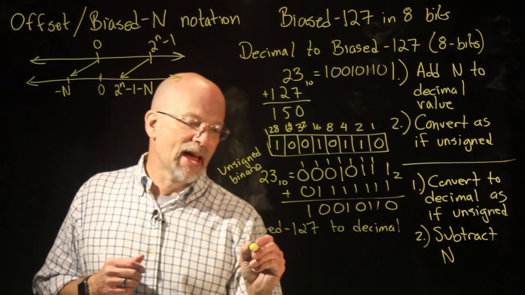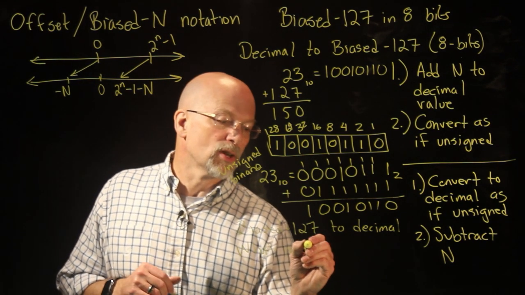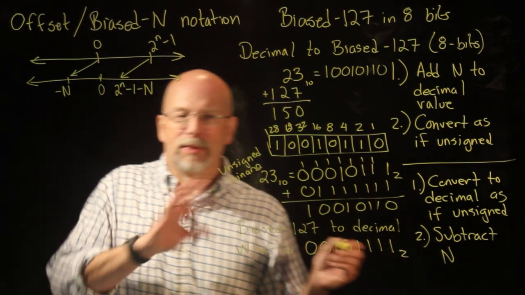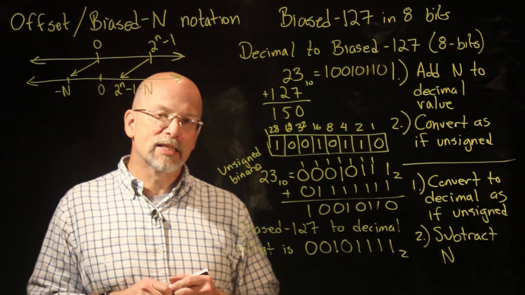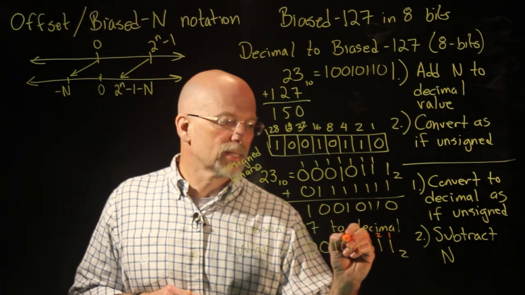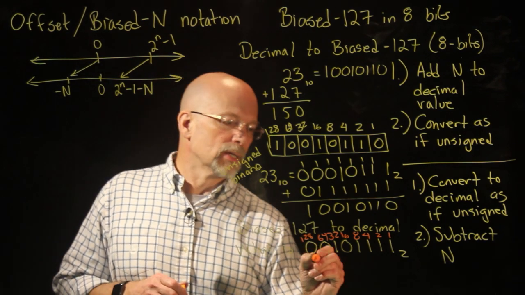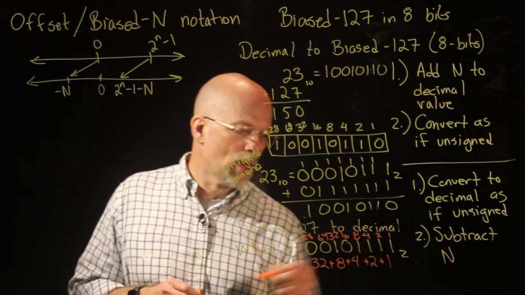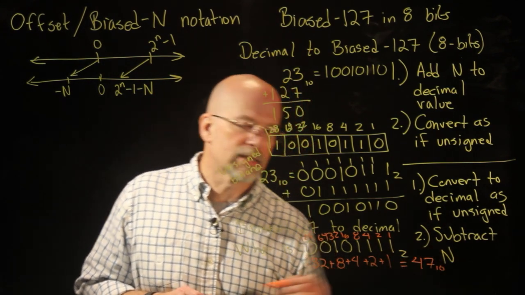So if I have, let's just say, what is the biased 127 notation 00101111. That's the number we'll pick. Now, the very first step says, convert as if unsigned. So this is the ones place, the 2, the 4, the 8, 16, 32, 64, 128. So this number is 32 plus 8 plus 4 plus 2 plus 1. And so that's 44, 46, 47. So this is equal to 47 base 10.